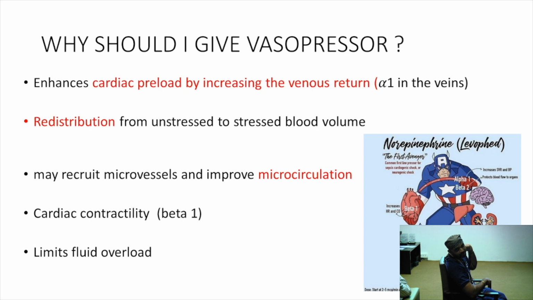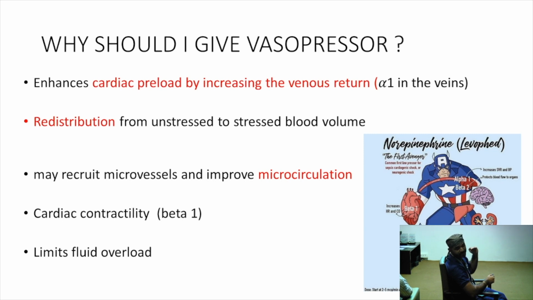So I've told you how the fluid helps, but you need to know how the vasopressor helps. When you give noradrenaline, it increases the cardiac preload by increasing the venous return, by acting on the alpha 1 receptor. It causes redistribution from unstressed to stressed blood volume. It recruits the microvessels. It increases the cardiac contractility by acting on the beta 1 receptor, and it limits the fluid. So it has a multitude of functions.